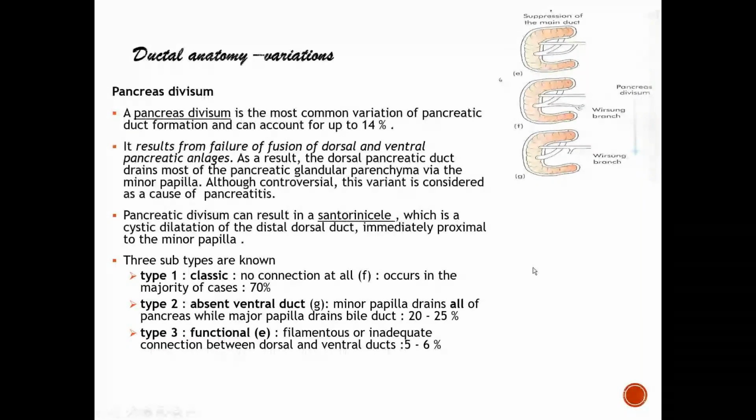of cases. Now, pancreas divisum occurs because of malfusion between the dorsal and the ventral ductal system. Very easy to understand. It can also result in a dilated cyst-like formation, the Santorini seal, which is cystic dilatation of the distal dorsal duct, immediately proximal to the minor papilla. So in this region, you can often find a cyst in those cases where there is no junction between the two, and this cyst in this particular area is known as the Santorini seal.